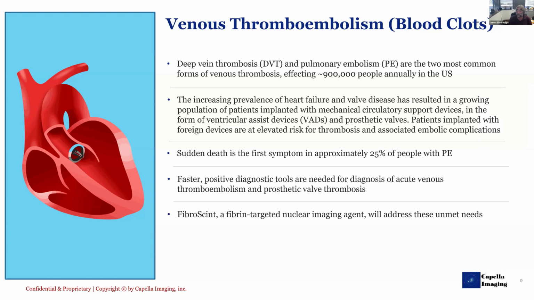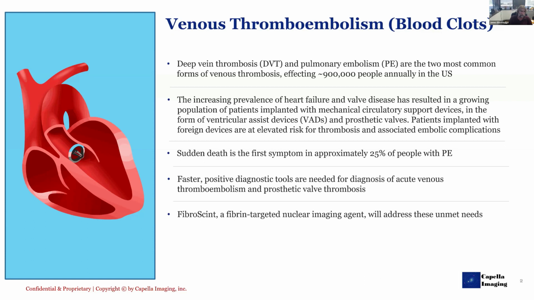Okay, yeah, the mechanical support devices, LVADs, prosthetic valves, these are becoming more and more common, and these patients are at an increased risk for some sort of thromboembolic event. And sudden death is the first symptom of a pulmonary embolism in 25% of the people. And my life has been touched by that twice just in the last year. So we need faster, more positive diagnostic tools for both measuring pulmonary embolism and for looking at the degree of thrombus accumulation in these mechanical devices.